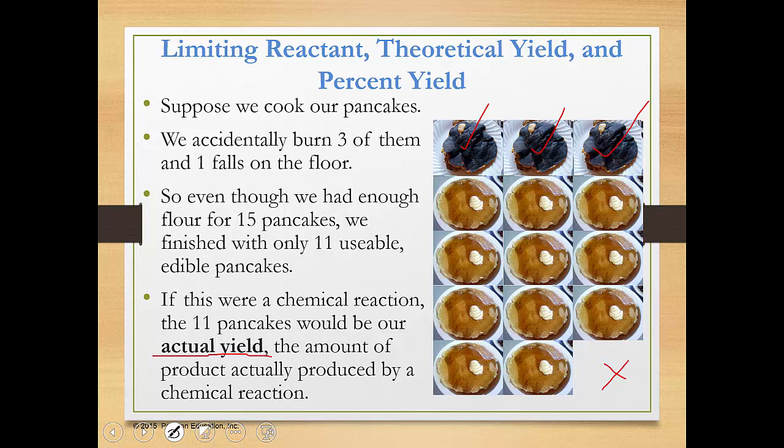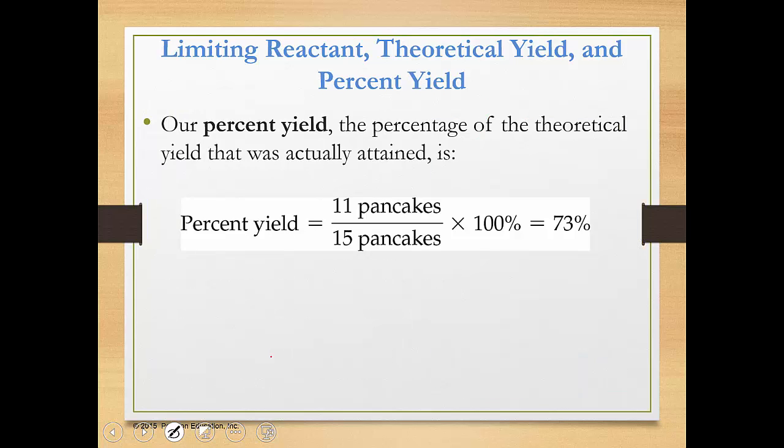because things happen. No matter how good you are, getting every mole of a product out of a reaction is really difficult. You have to put things in containers, things stick to the side of a container, or you're washing a product and a little bit gets washed away. So actual yield is usually a little less than your theoretical yield.